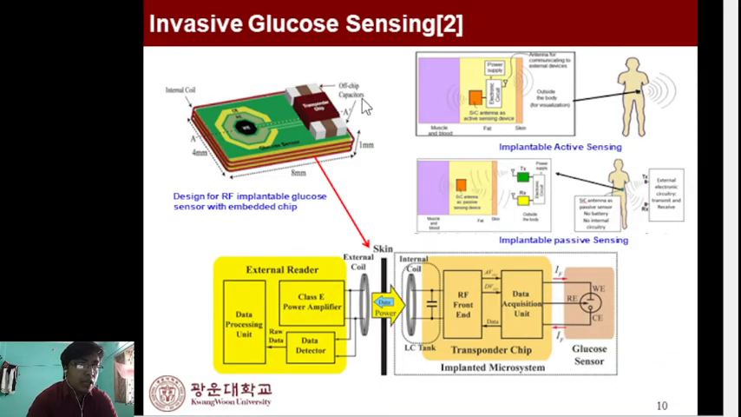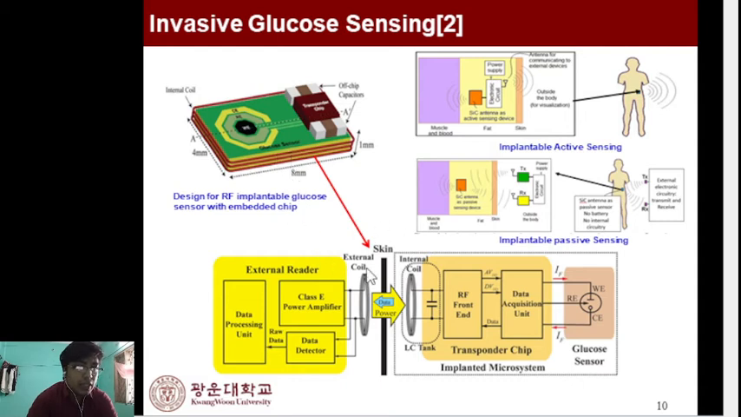And here is also a design of an RF implantable glucose sensor with an embedded chip. This is a transponder chip, and the dimension of this chip is almost 4 millimeters to 8 millimeters, and the thickness is 1 millimeter. And these are the coils.